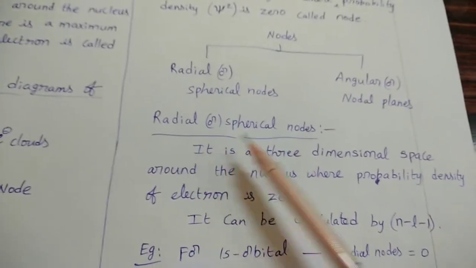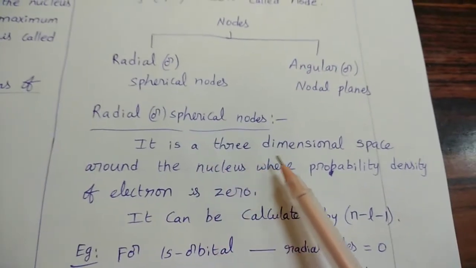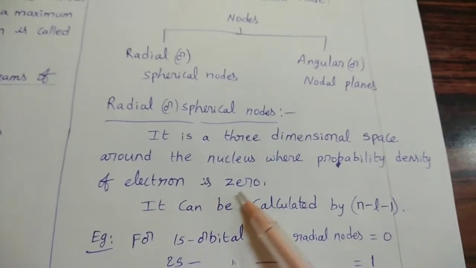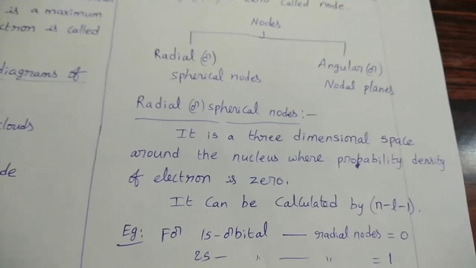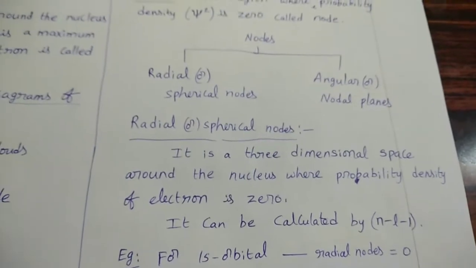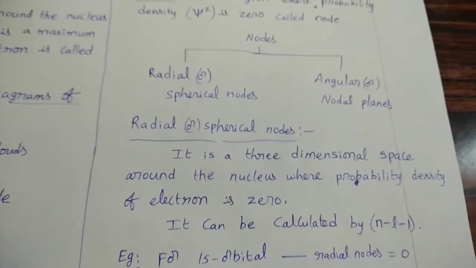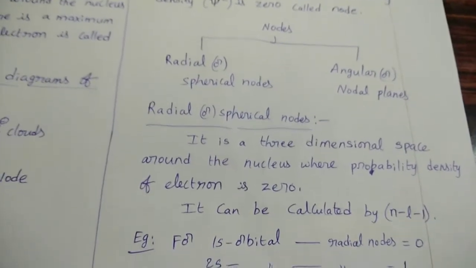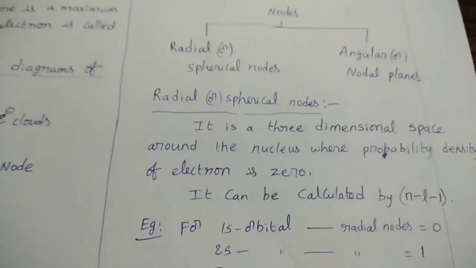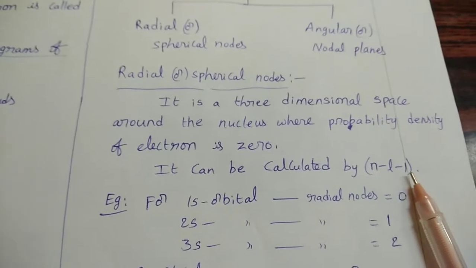Radial or spherical nodes: it is a three-dimensional space around the nucleus where the probability density of the electron is 0. Around the nucleus, in a three-dimensional space or at a particular point, the probability density of the electron is 0. That is called a radial node. It is also called a spherical node. It can be calculated by n − l − 1.